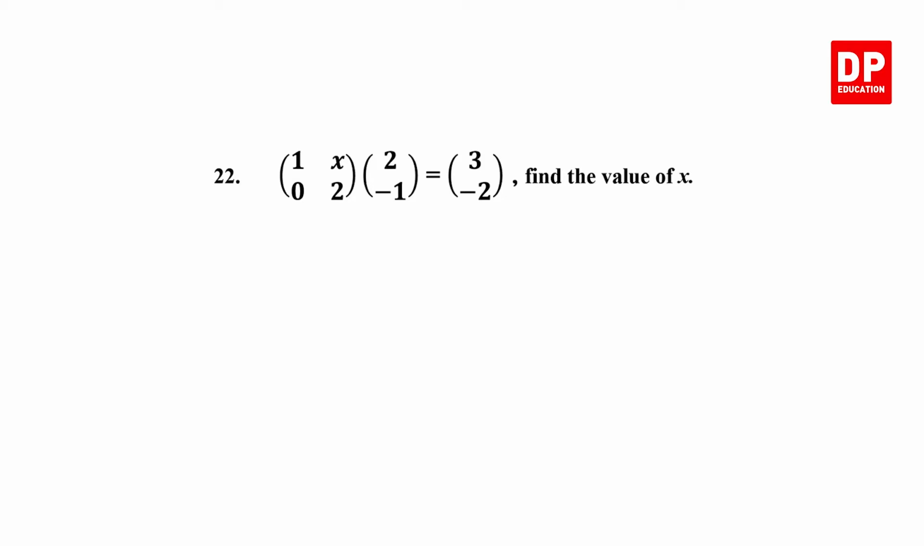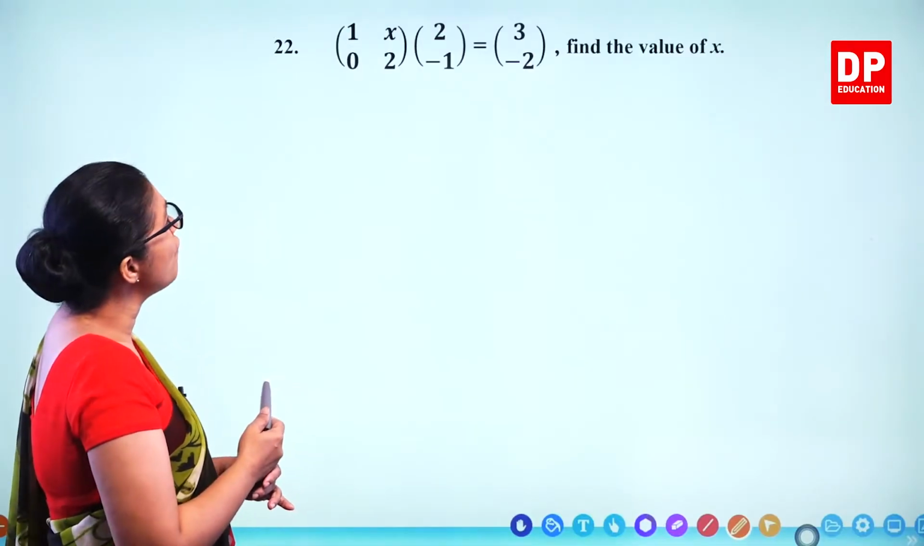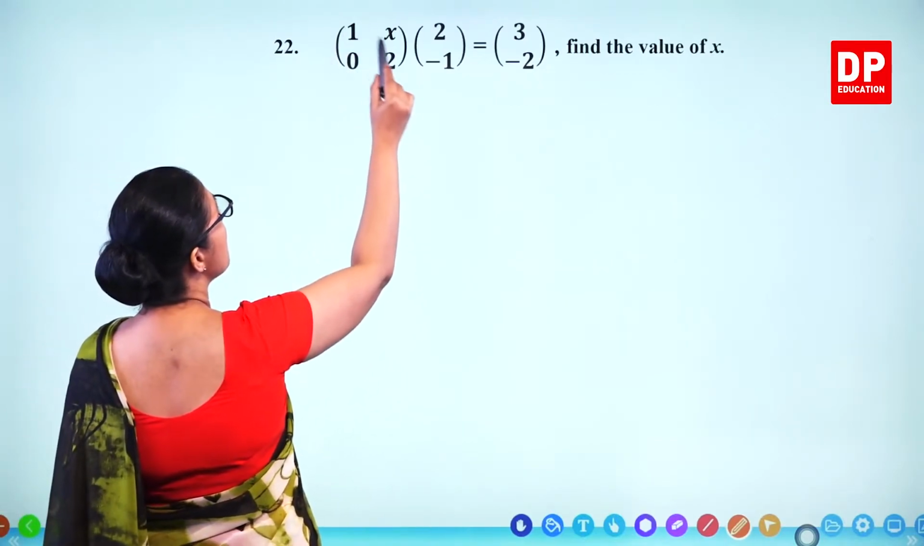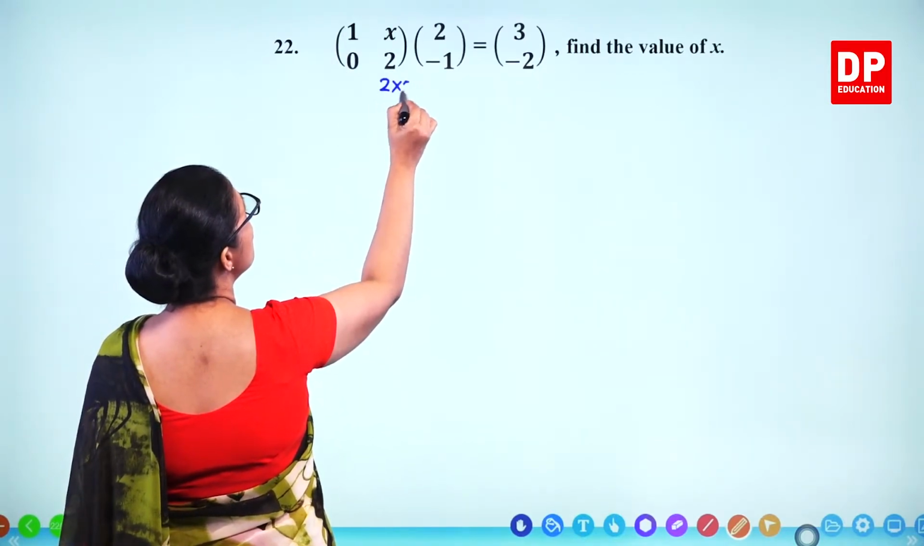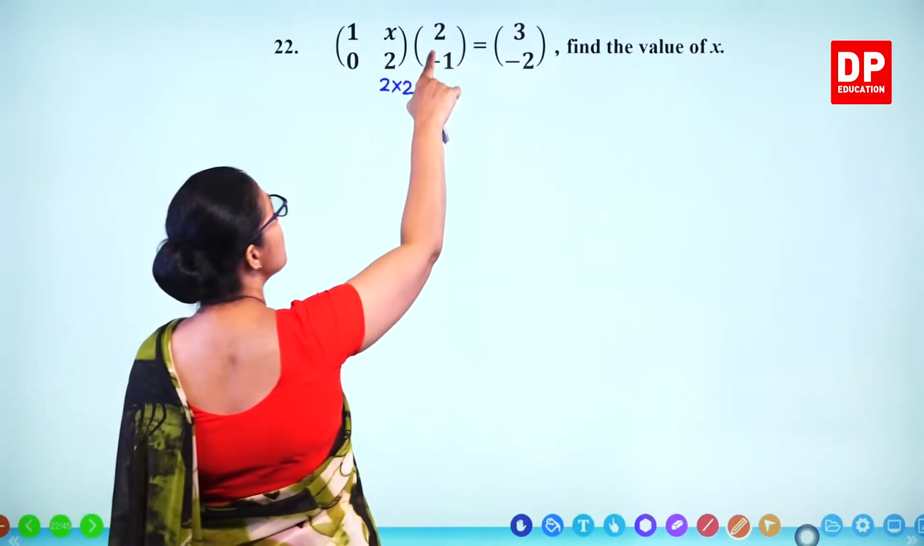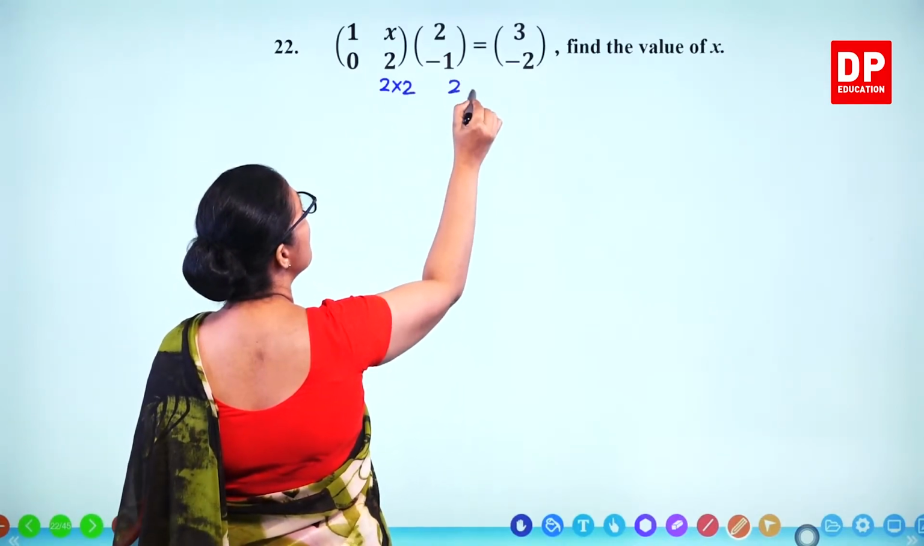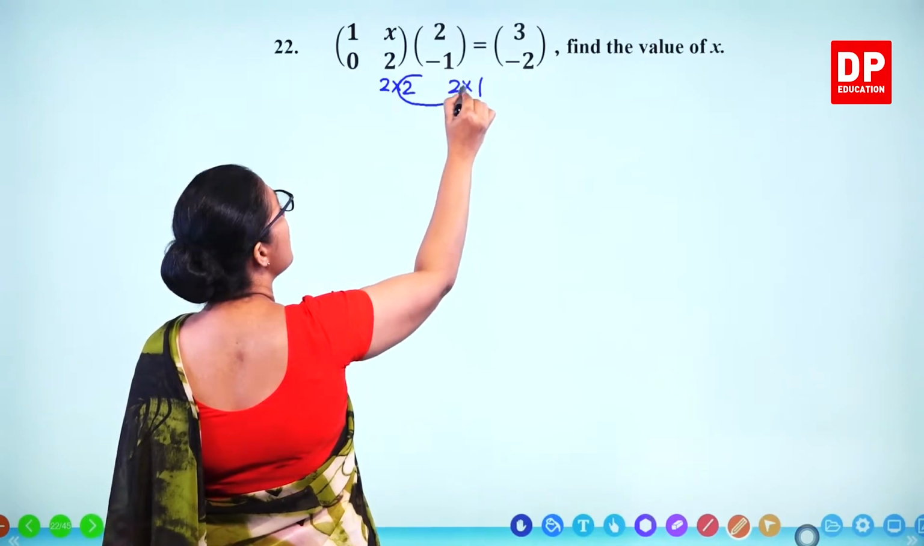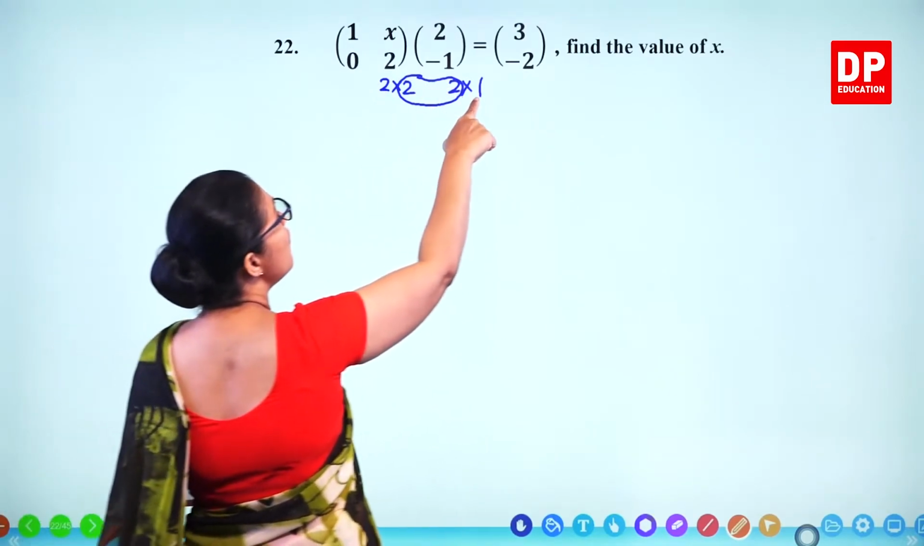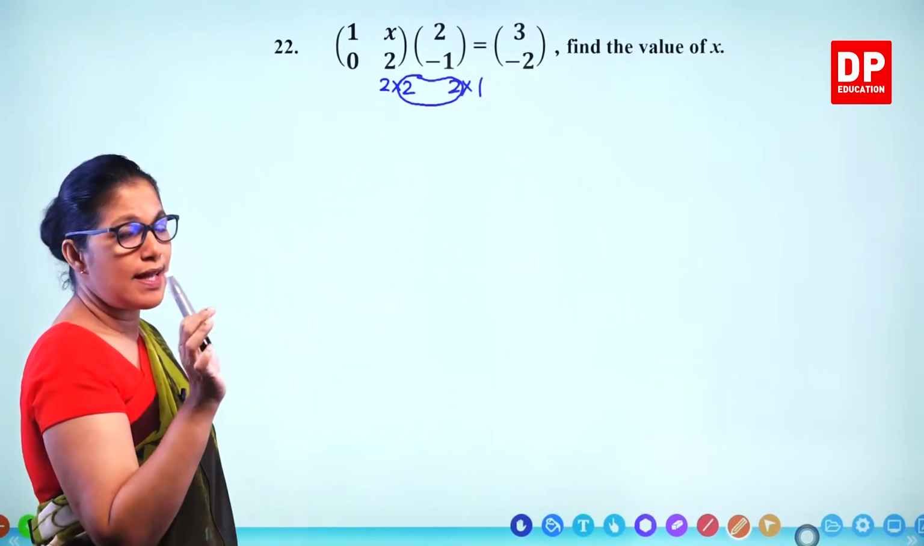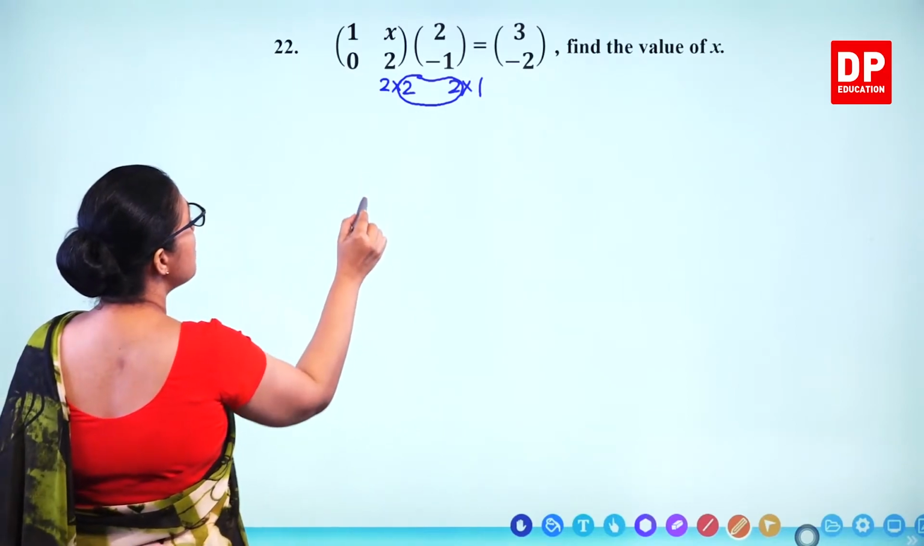Question number 22. So matrix multiplication and you are asked to find the value of x. What's the size of this matrix? 2 by 2. 2 rows and 2 columns. What about this one? 2 rows and 1 column. So these 2 are equal means you will end up with 2 by 1 matrix. That's correct. So how we multiply?